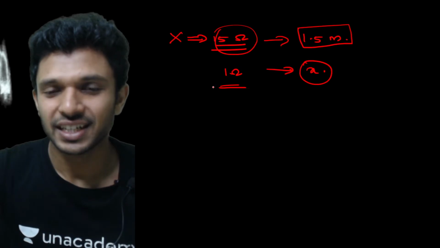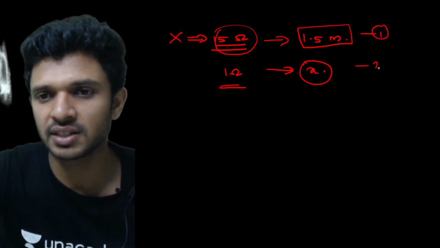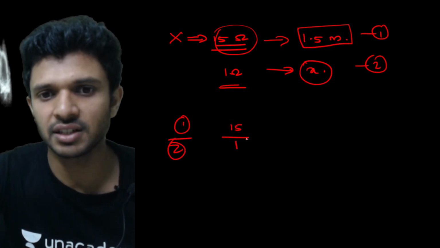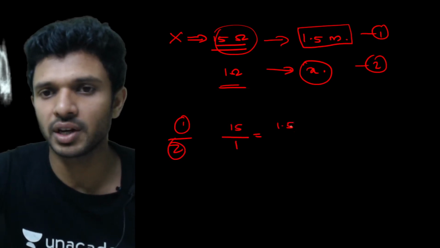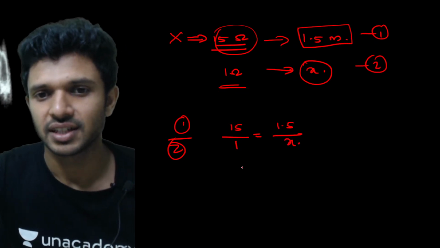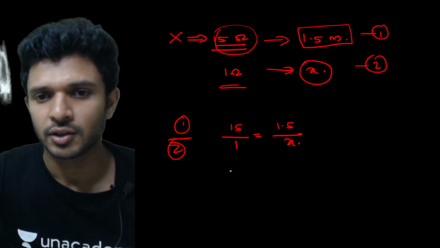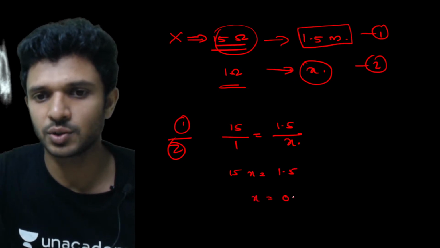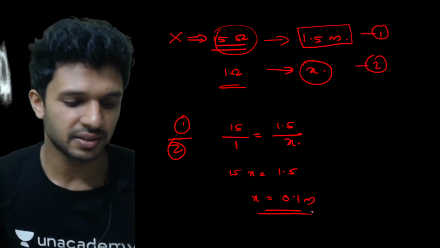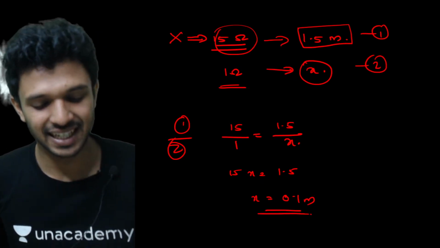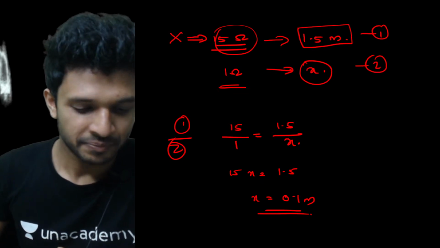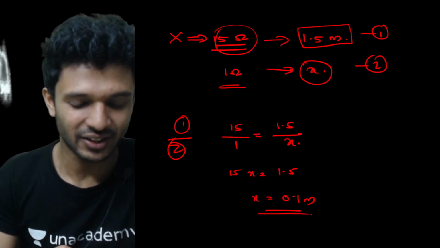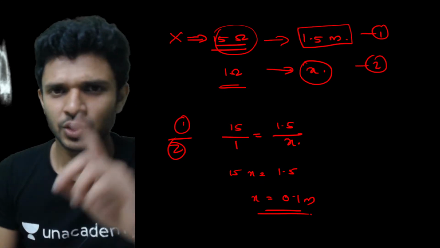Understood? So how will you do this? This is equation 1, this is equation 2, divide 1 by 2. So 15 divided by 1 will be equal to 1.5 divided by x. So 15x is equal to 1.5, so x is equal to 0.1 meter. See how simple it is, isn't it? Crystal clear.